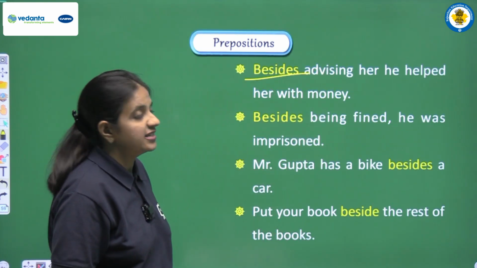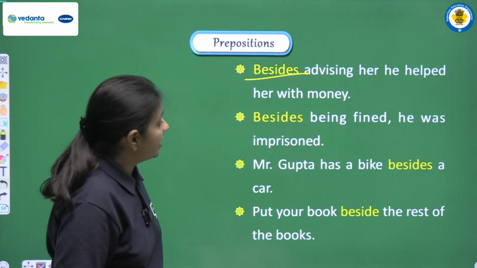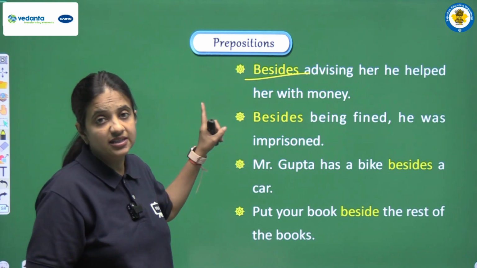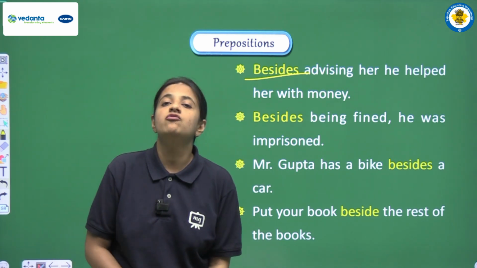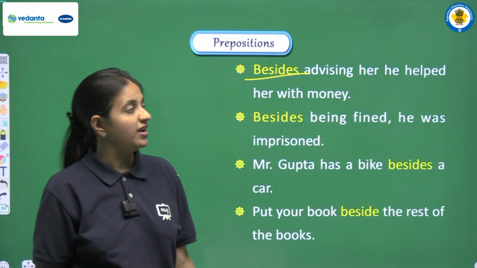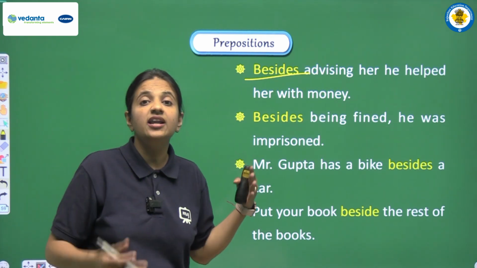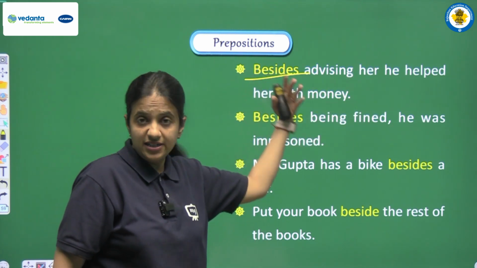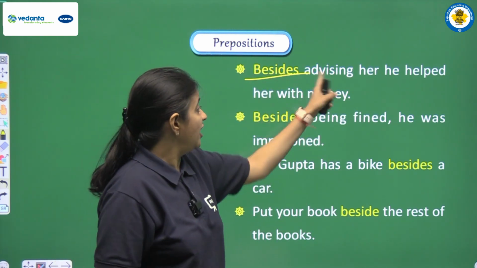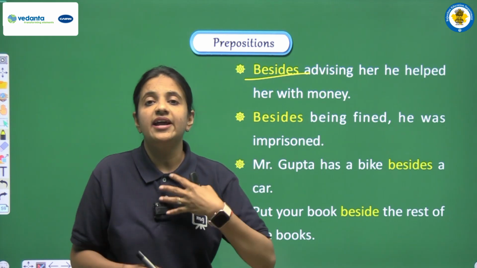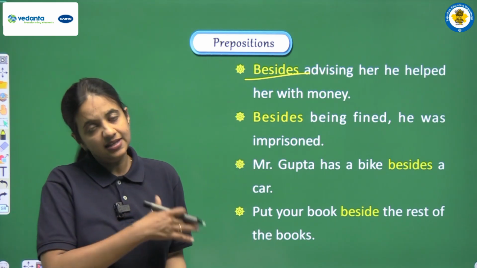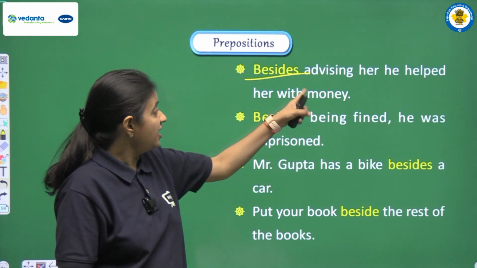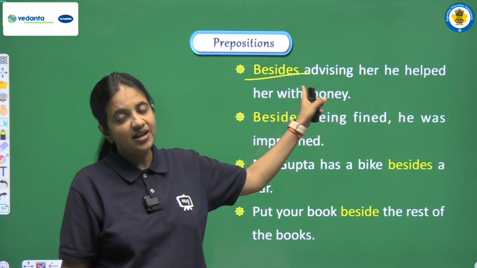Next, we have besides. Let's see the example: Besides advising her, he helped her with money. Now in this sentence we have besides. What is the use that we have here? Besides is showing in addition to. It means that he not only advised her, but he also helped her with money. In addition to advising her, he did something extra, something more. And what was that? He helped her with money. So here we have besides.